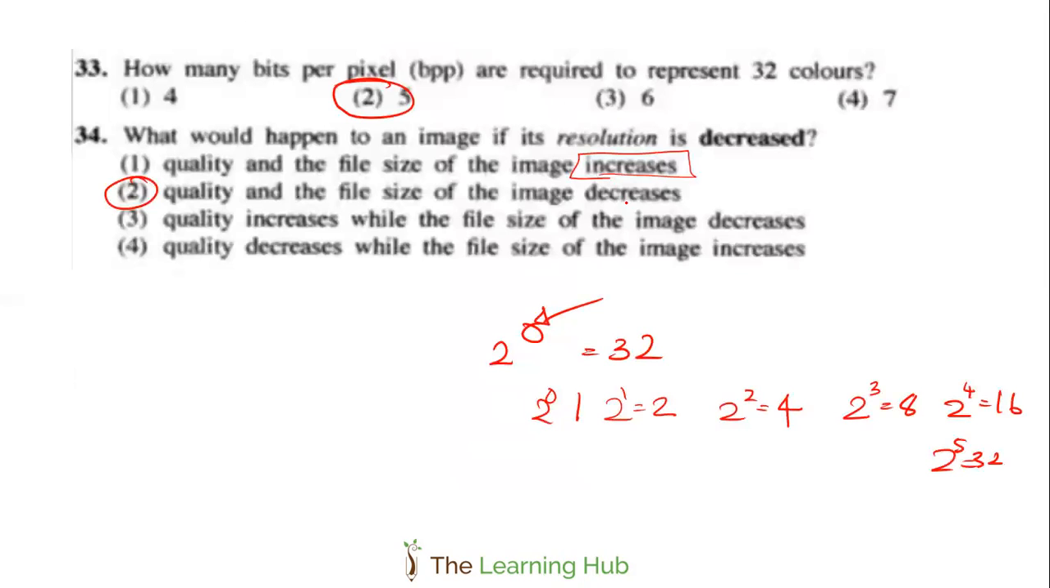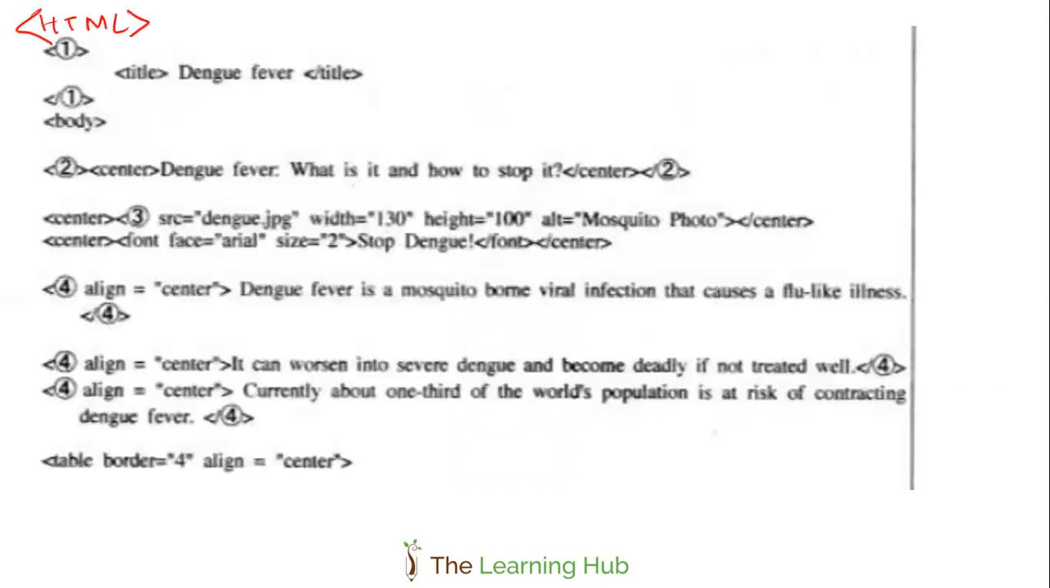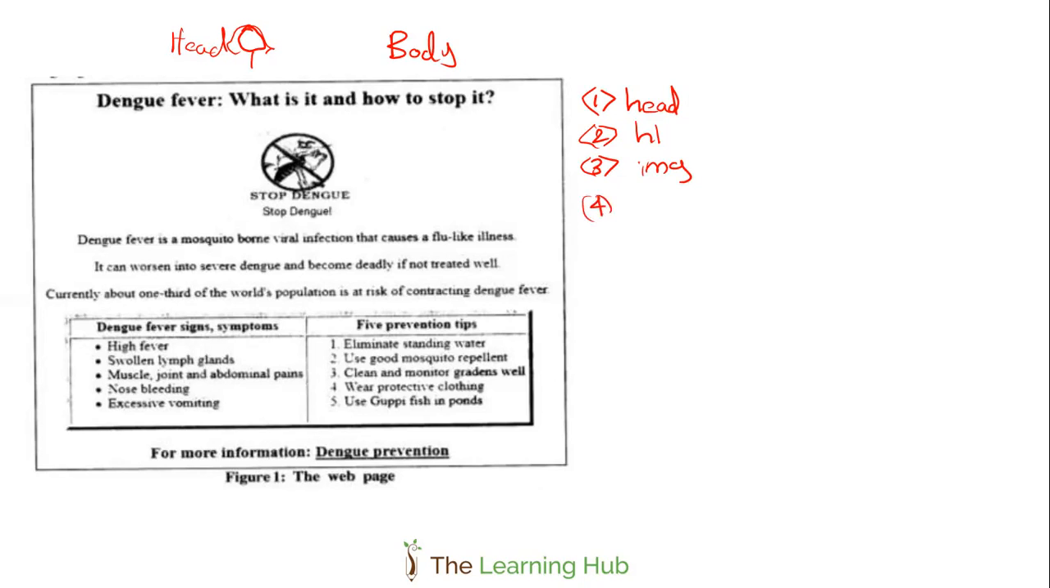Number 4, blank align equals center. Dengue fever is a mosquito-borne viral infection. So now we have a paragraph. Yeah, it's windy. Carefully close, okay? So we have a short paragraph. So number 4 is P.